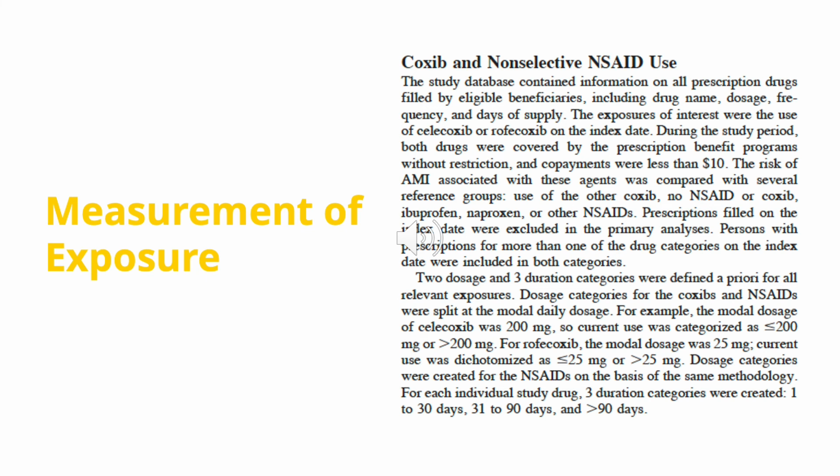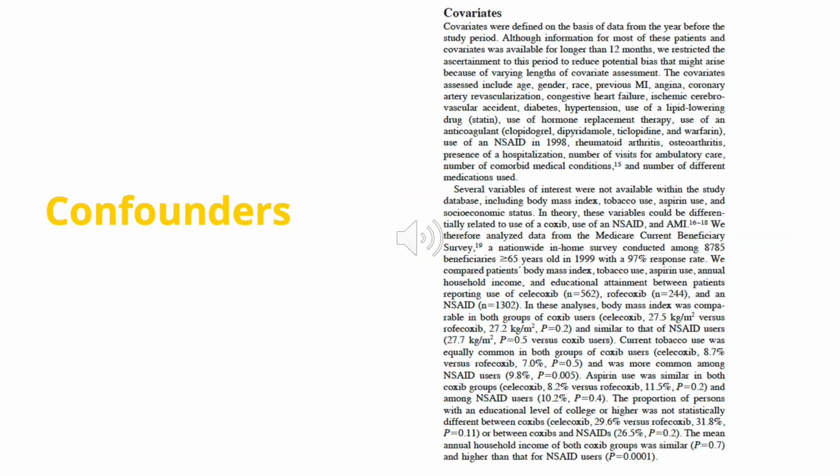So they say here the exposures of interest were the use of celecoxib or rofecoxib on the index date. I think that that's all the important information I really want you to take home from this. Again, there's lots of different detail in this, but all I want you to know is the way that they identified exposure was through pre-existing medication claims data from the pharmacy. That's how they identified medication use for a given patient, using that pre-existing data.